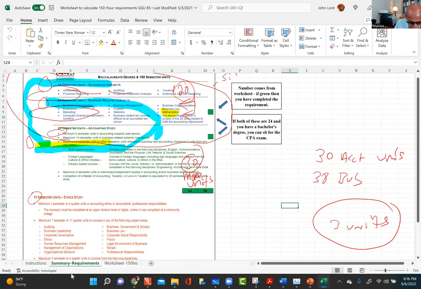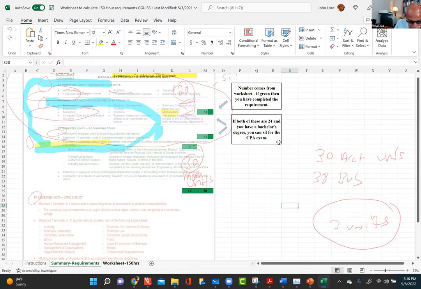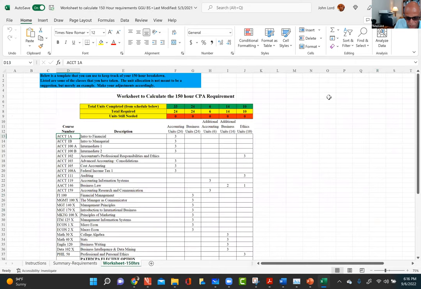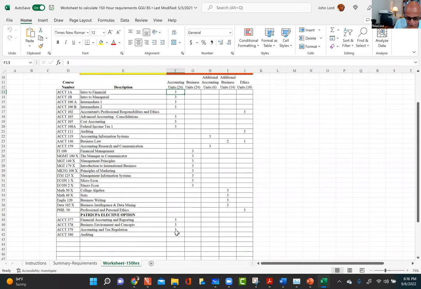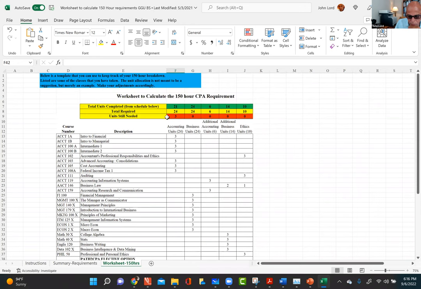Okay, but I think I can do it here just to show you how it works. Yeah, okay, this one it would let me edit. Okay, but you can see here what I've done is I've put in various classes that would count for the requirements. Okay, now let's say I'm going to delete a couple of these here. So I deleted this one, and this one, and this one, and this one, just for fun here, okay? Then it would show me in this example that I'm 3 units short.